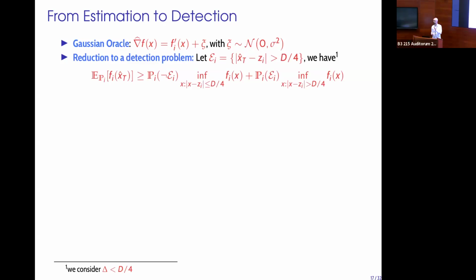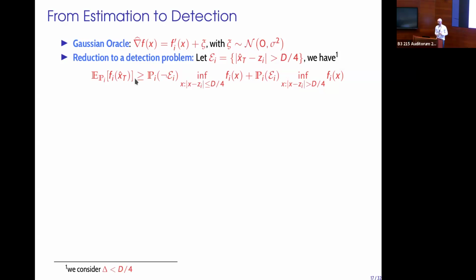Okay, this is the key point here. How do we do that? Let me define the event E_i, the event in which the point that you returned is far away from the actual minimizer. There are two functions here, so i can be just function 1 or 2, and so there are two possible points, z1 or z2. This event is saying that, unfortunately, you return a point that is not close to the optimum.